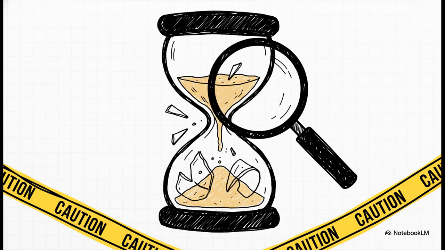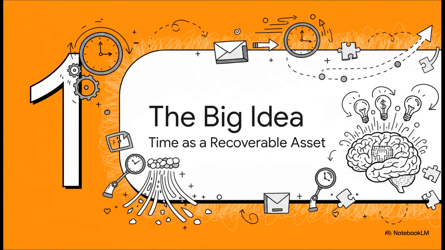But what if that's not true? What if you could stop treating that lost time like a sad fact of life and start treating it like a crime scene? That's the whole idea behind a new method called forensic scheduling. It's all about investigating exactly what went wrong and, more importantly, figuring out how to get that time back. This is a huge shift in thinking. The big idea here is that time isn't just something you lose, it's an asset, and you can actually recover it.